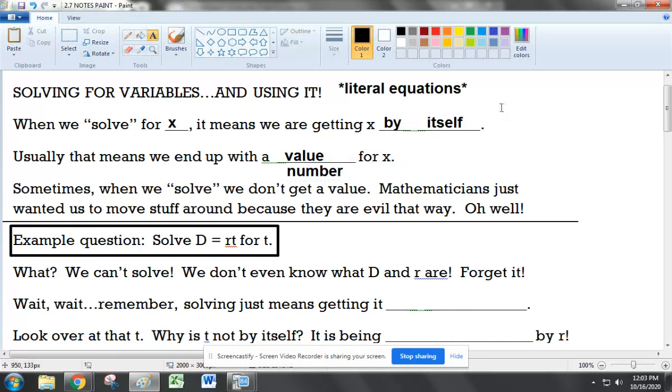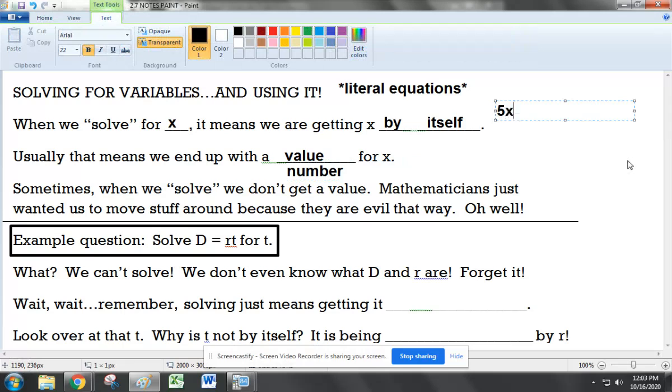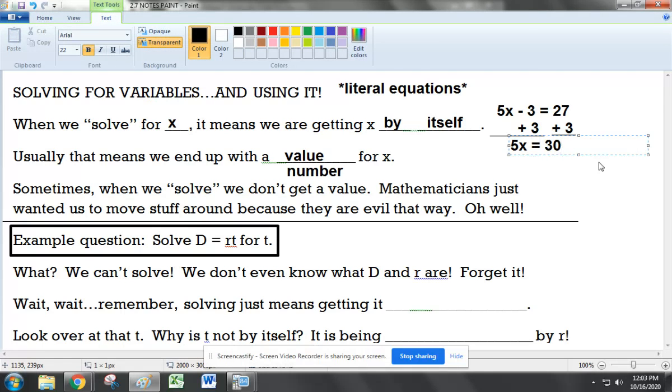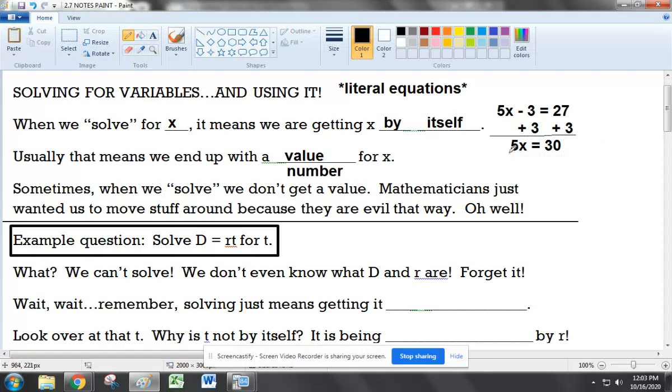Usually we're used to things like this: 5x minus 3 equals 27. And you know what to do from here. You add 3 to both sides, then you finish up the problem. As soon as you know that 5x equals 30, you and I both know you're only one step away. You divide by 5, and it turns out x equals 6. There's none of that you haven't seen before.